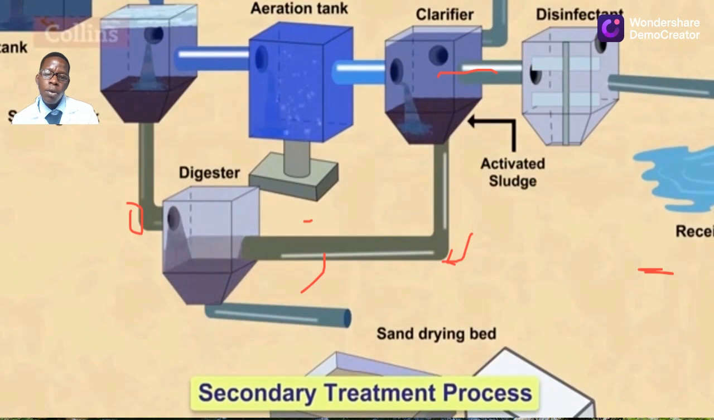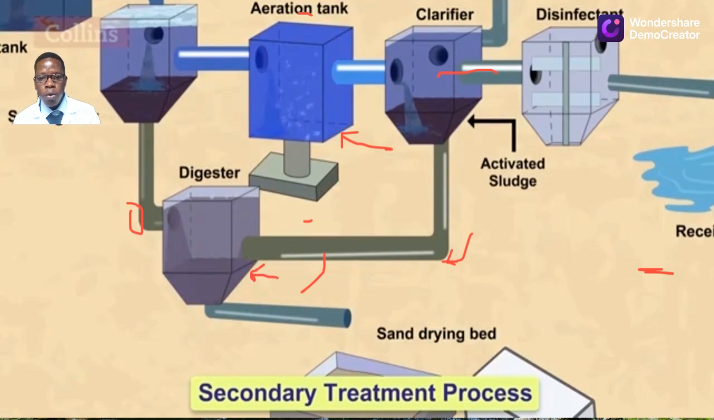So what is the role of the digester? The digester contains various anaerobic microbes. Take note that the microbes that we are having here are entirely aerobic. They rely on oxygen introduced in the aeration tank, but here we shall have anaerobic microbes which don't require oxygen.